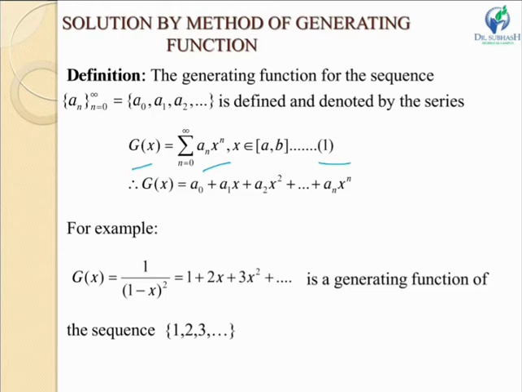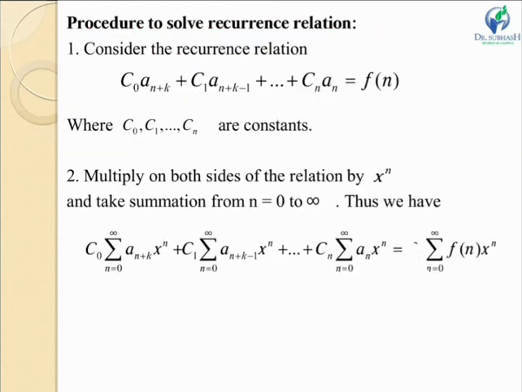This can be rewritten as, by putting different values of n, we get gx equal to a0 plus a1x plus a2x square plus up to an x raised to n. For example, gx is equal to 1 upon 1 minus x square. This is equal to 1 plus 2x plus 3x square and so on, which is a generating function of the sequence 1, 2, 3 up to infinity.